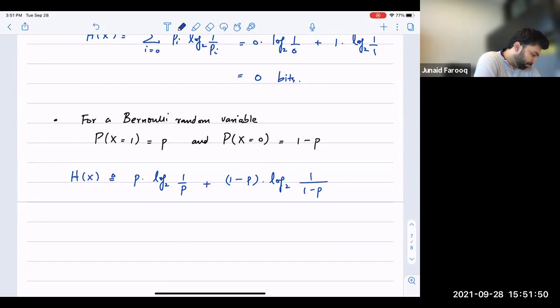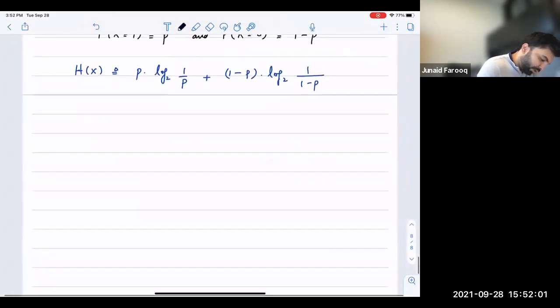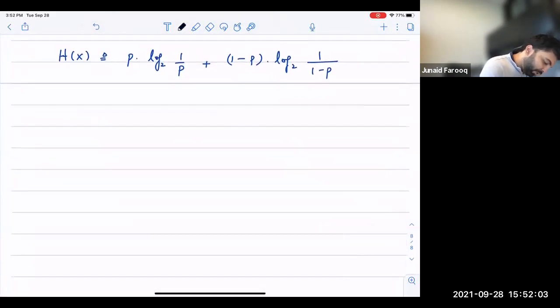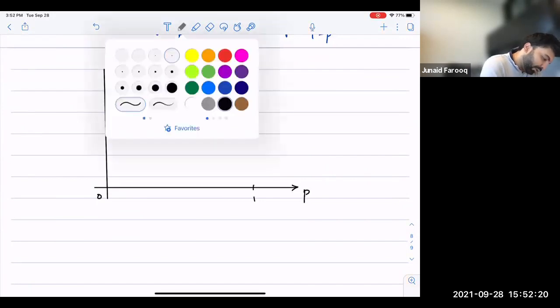Now, the small p can actually be between 0 and 1. So if we plot this equation against the variable p, you will find a curve that will help you understand how the entropy changes with the randomness. So this is p, it can be between 0 and 1.